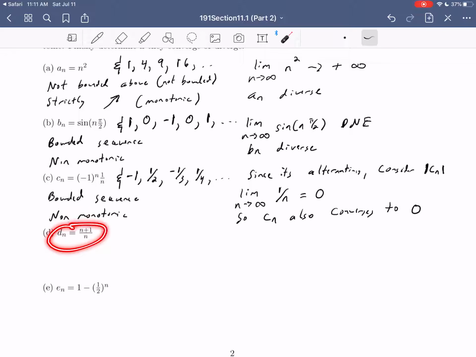So for this one here, let's go ahead and write out the first few terms. Again, assuming n starts at 1, we would have 2 over 1, which would be 2. And then at n equals 2, we'd have 3 over 2. And then at n equals 3, we'd have 4/3, and then 5/4, and so on. Okay, is this going to be bounded? Well, certainly it's bounded above. It's never going to be bigger than like 3.